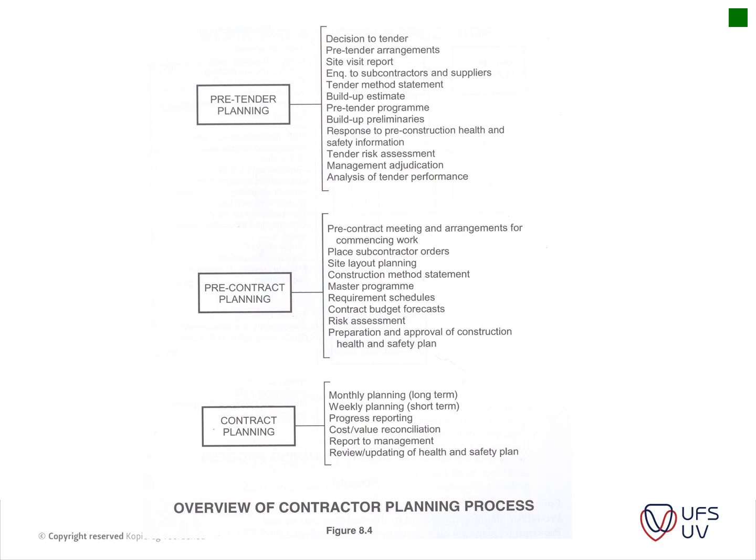In the overview of the contractor's planning process, again, this is very important for me, so please go through this diagram. It involves your pre-tender planning, your pre-contract planning, and then your contract planning. So you will see everything is basically divided into 3 sections: your pre-tender planning, your pre-contract planning, and then your actual contract planning.